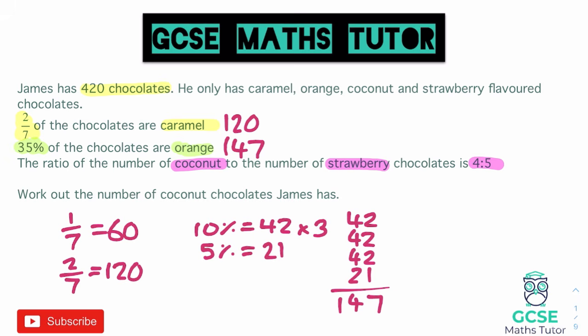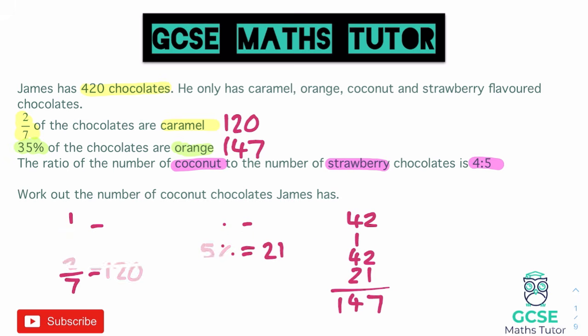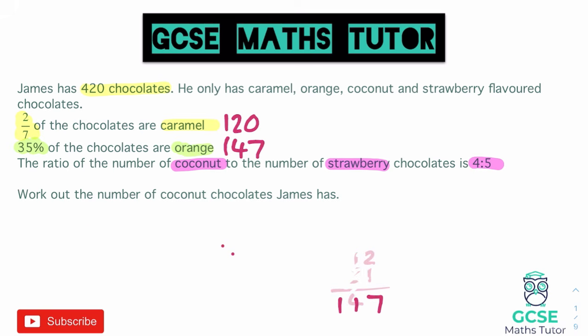Now we've got one last piece of information, and we're going to get rid of all of this and just focus on that for now. So this last piece of information here tells us that the number of coconut to the number of strawberry is in the ratio 4:5. And that is going to be for the remaining chocolates after we get rid of the caramel and the orange. Okay, so we need to actually work out how many are left just for those. So if we add together the 120 and the 147, that adds up to a total of 267.